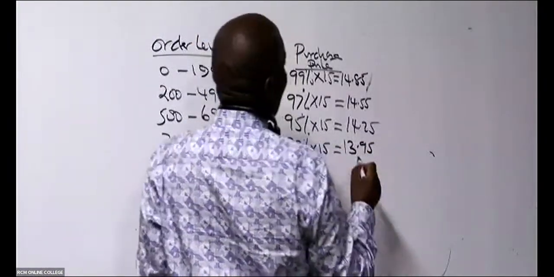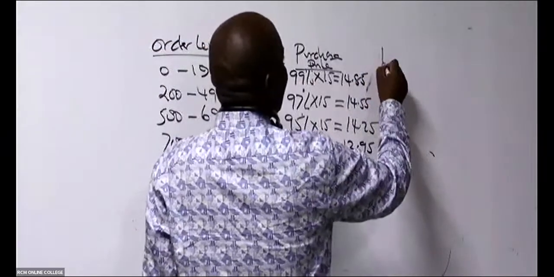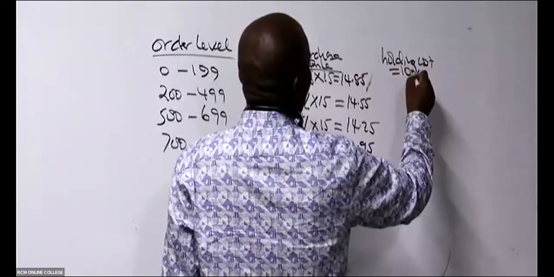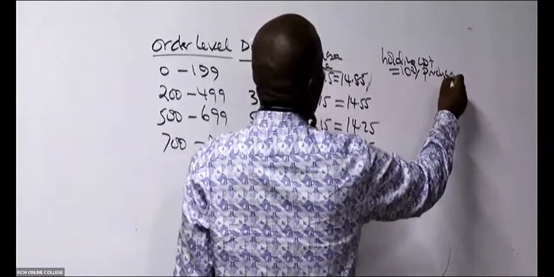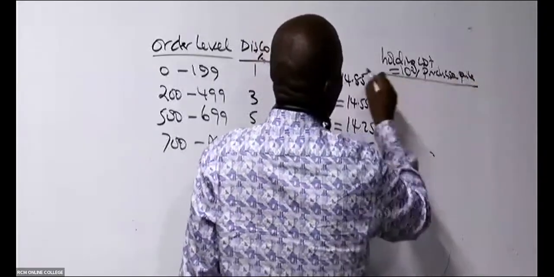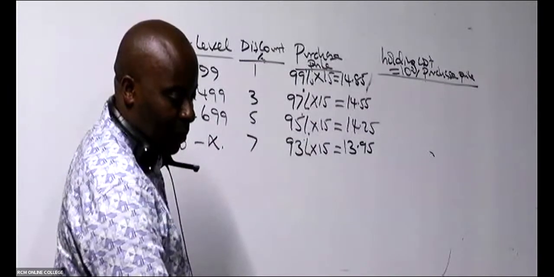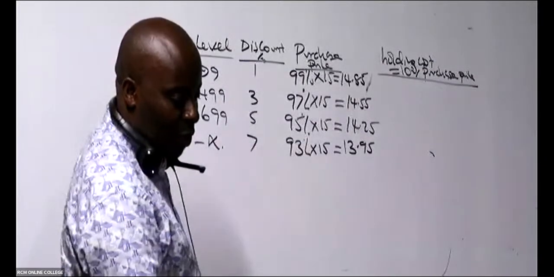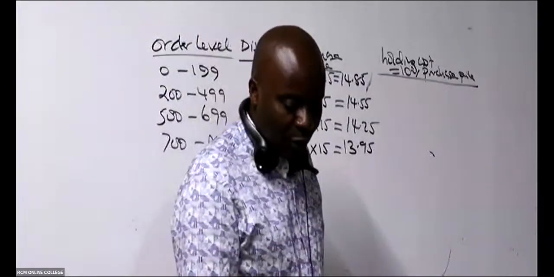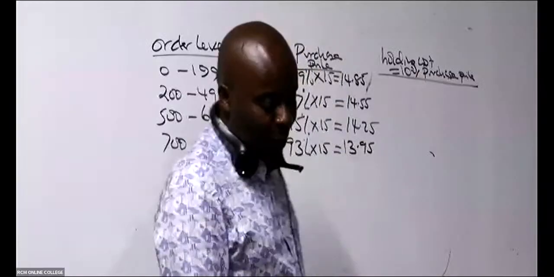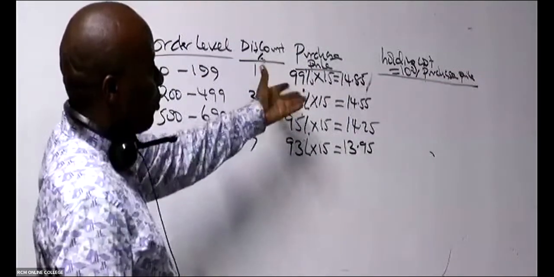And then, ladies and gentlemen, they have given me holding cost. I need a holding cost. They have told me it is 10% of purchase price. I'm not guessing. They told me in the question, somewhere here, that holding cost per unit per year is approximated to be 10% of the purchase price. So give me the holding cost for each of these prices.